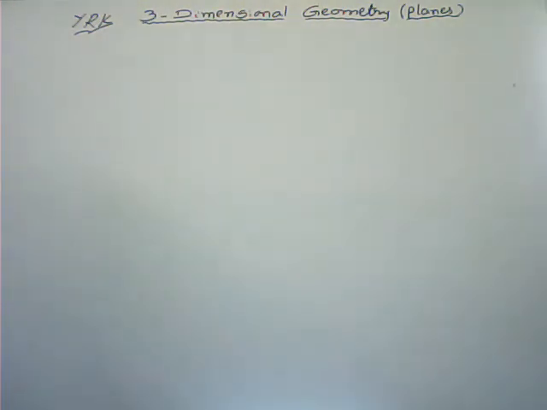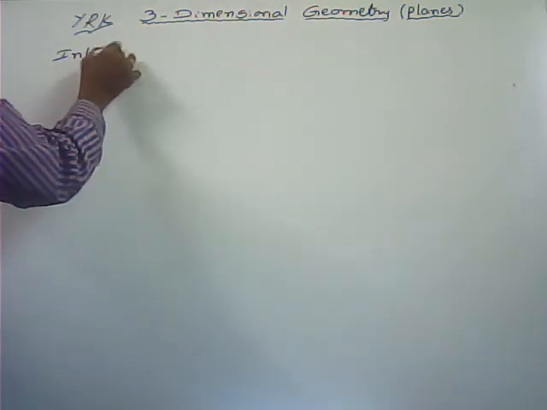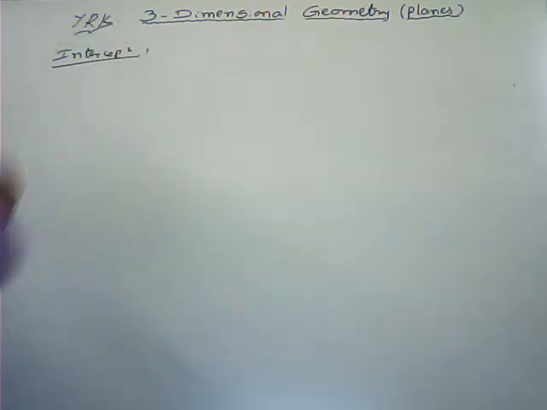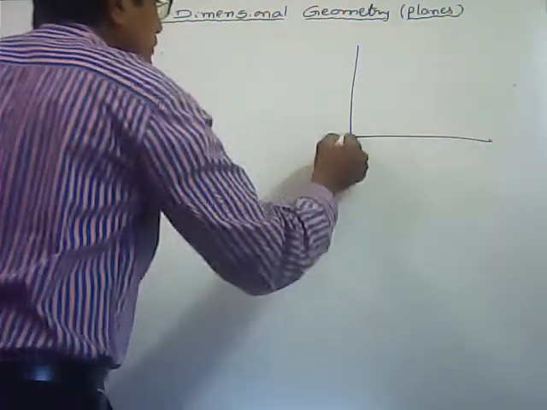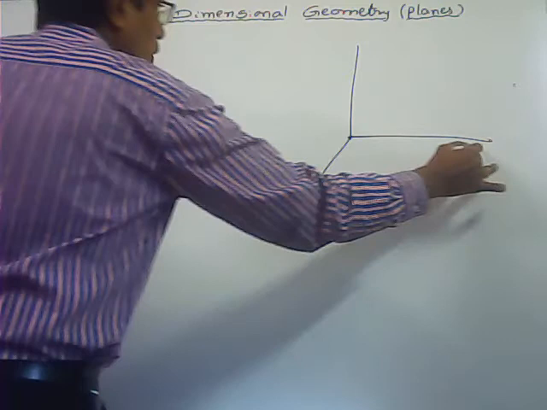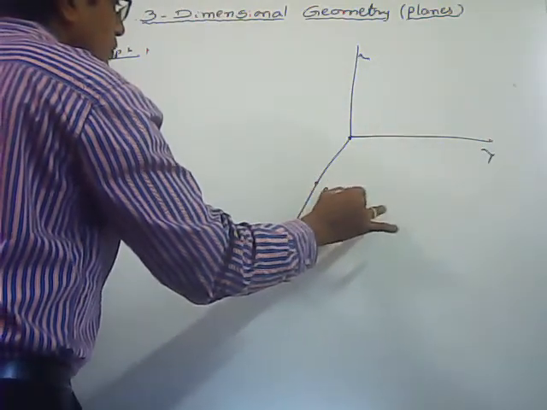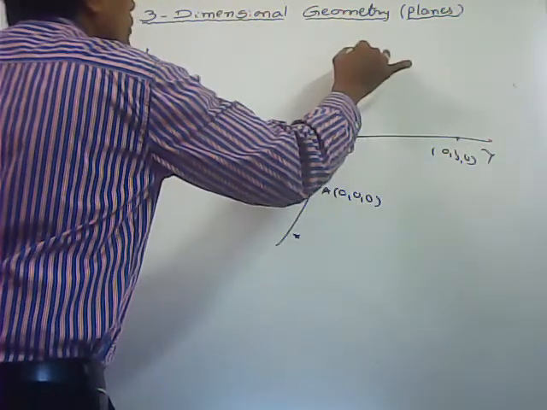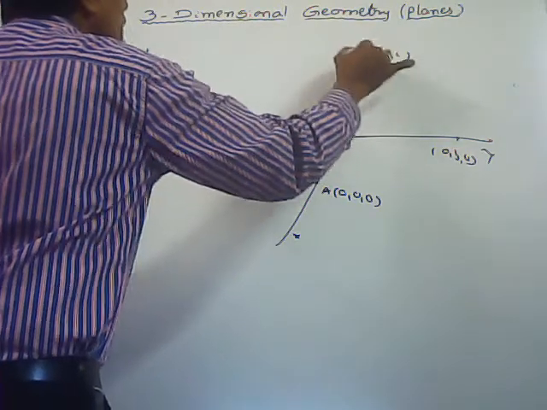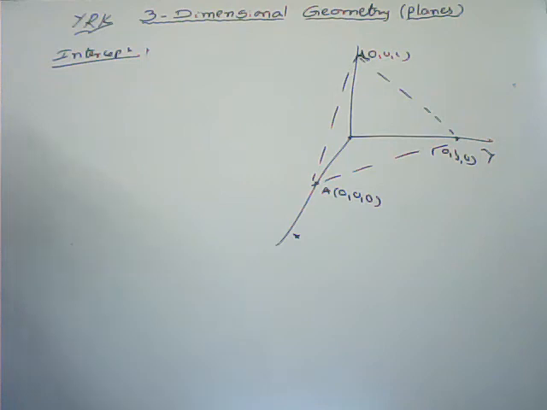Next, the intercept form. Equation of the plane, intercept form. In two-dimensional geometry also, how do we find the intercept form? It is x by a plus y by b equals 1. Here, x, y, z. Cutting the x-axis at a, 0, 0, cutting the y-axis at 0, b, 0, and cutting the z-axis at 0, 0, c. Join these three. This is the plane passing through the three points.